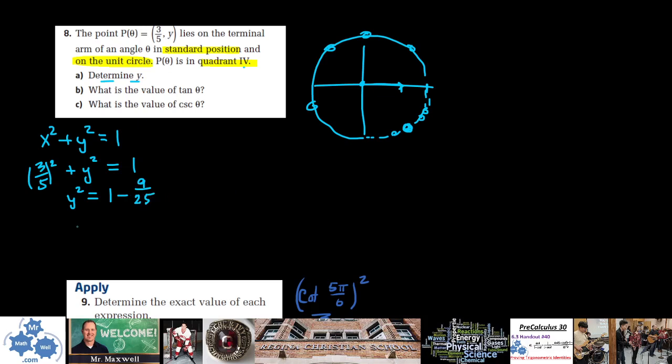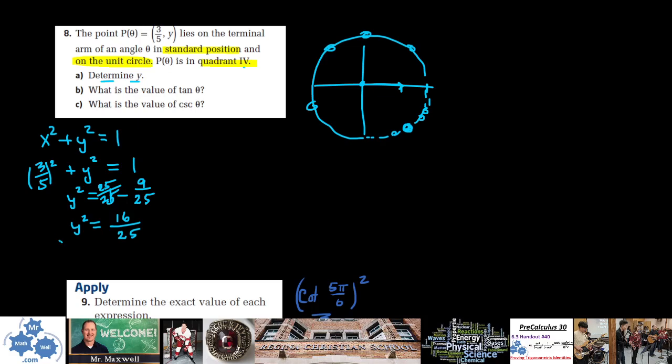All right. So now I have y squared equals, I'm going to have to subtract these two values. I need a common denominator. So I'm going to make 1 into 25 over 25. Everybody see that? So 25 minus 9 is 16. So 16 over 25 is the value on the right side. And of course, that's not what y equals. That's what y squared equals.